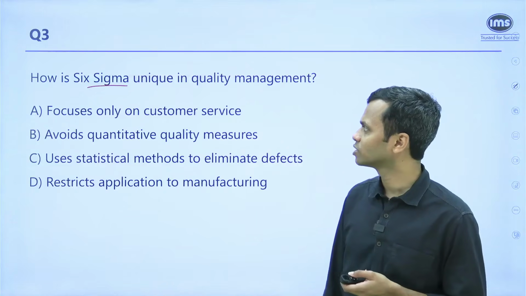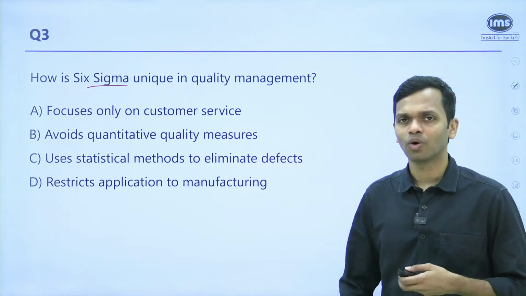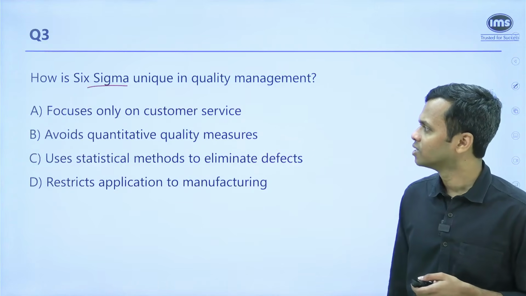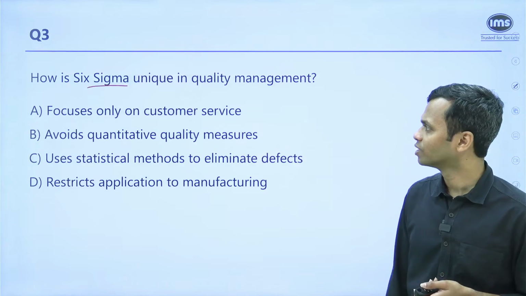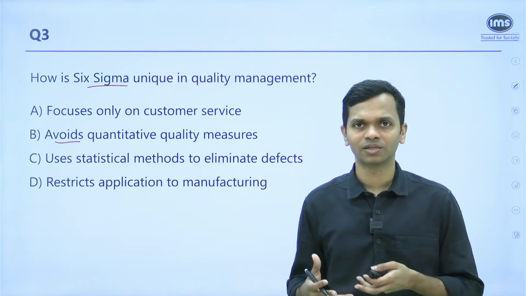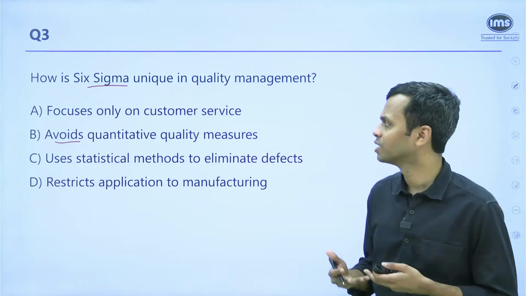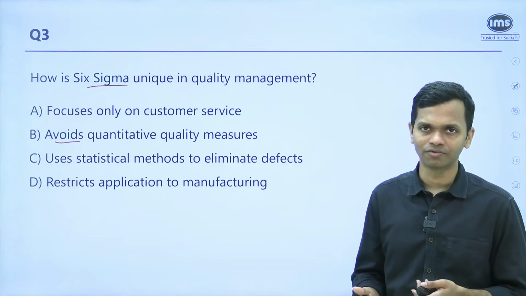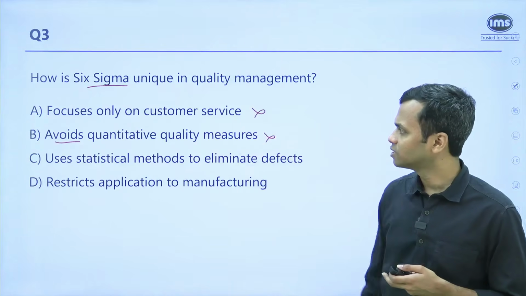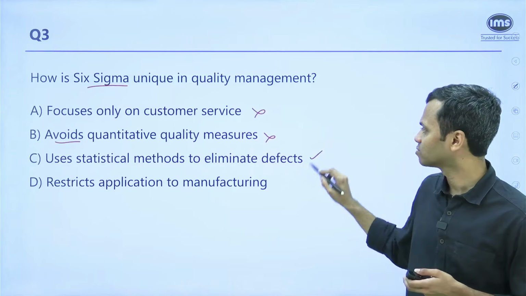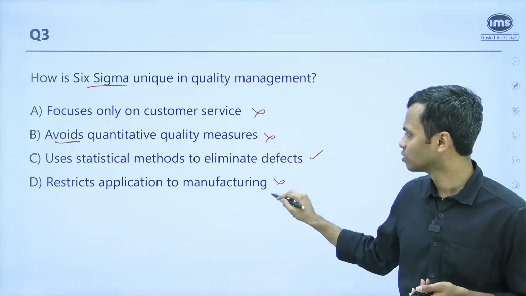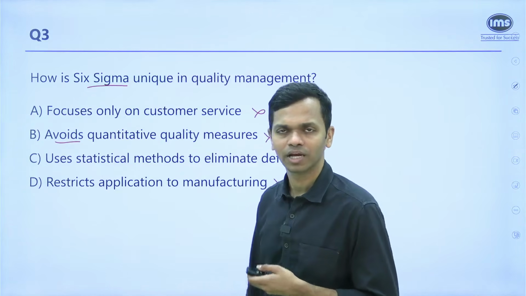So first says focuses only on customer service. No, you are trying to improve customer service, but that is not the only focus of it. Second says avoids quantitative quality measures. It says avoids. Now Six Sigma, as I said, sigma is standard deviation, it's a statistical concept. Clearly you are doing quantitative stuff, you are not going away from it, so you can eliminate B as well. C says uses statistical methods to eliminate defects. This perfectly summarizes what we have discussed. Restricts application to manufacturing. No, the Six Sigma technique can be applied in anything.